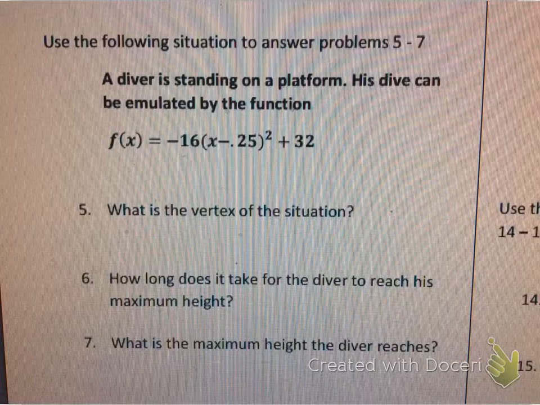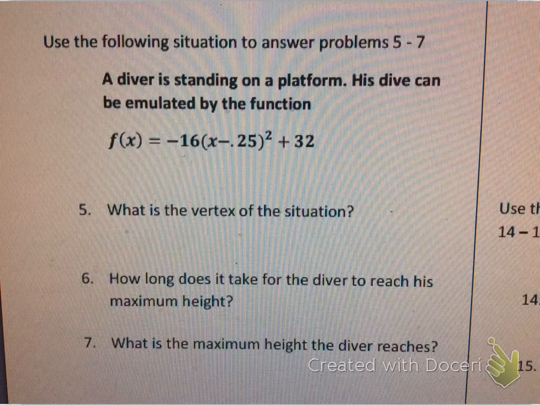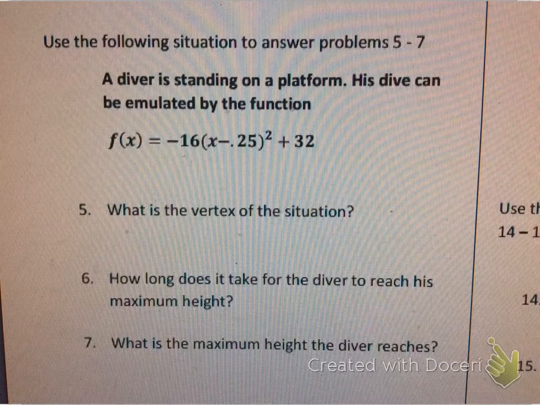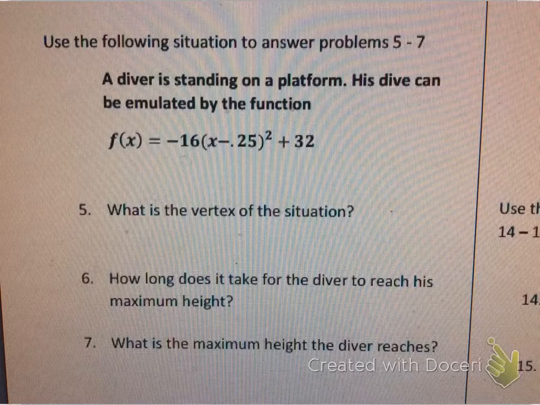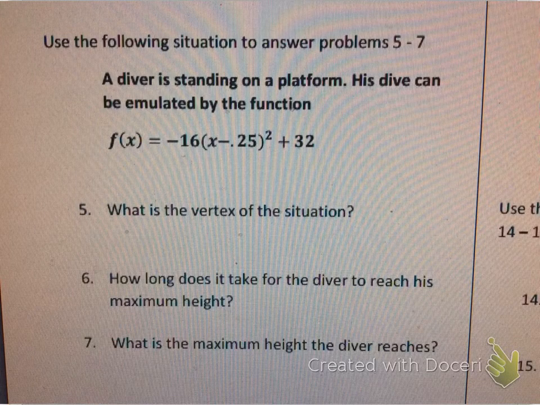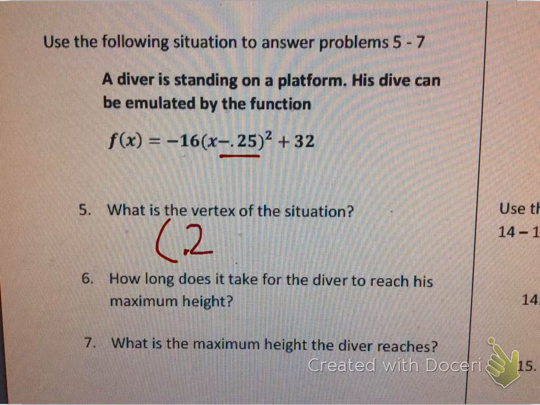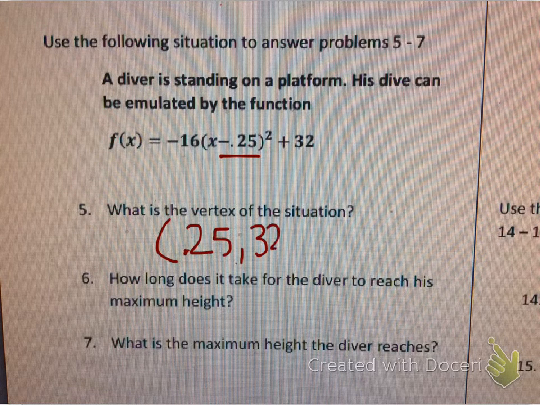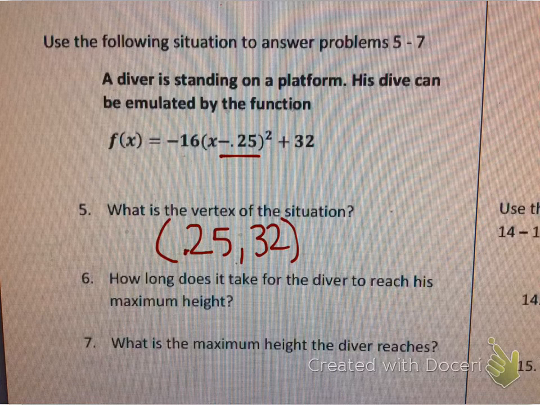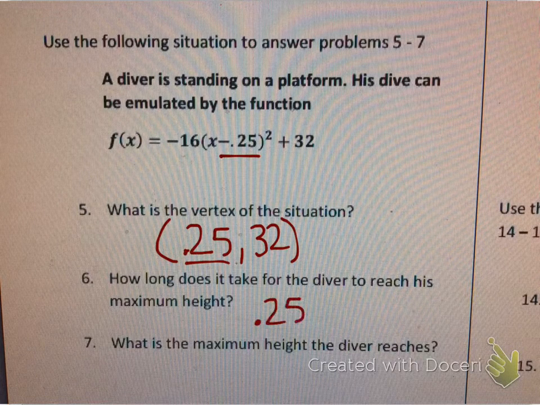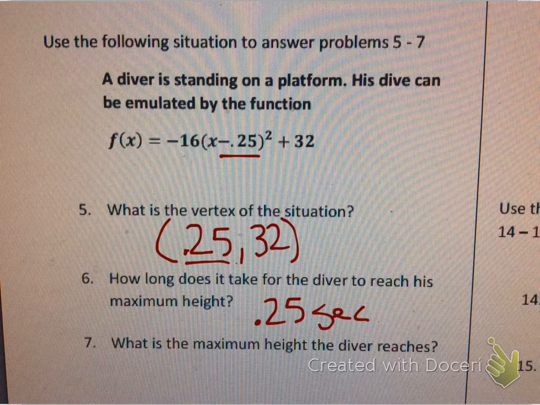So now let's look at the next set of problems, 5 through 7. A diver is standing on a platform, and his dive can be modeled by the function negative 16 t squared plus something. What's the vertex of the situation? Obviously, the vertex is the opposite of this, so 0.25, comma, 32. How long does it take for the diver to reach his maximum height? It takes him 0.25 seconds. In other words, he gets there really quick.